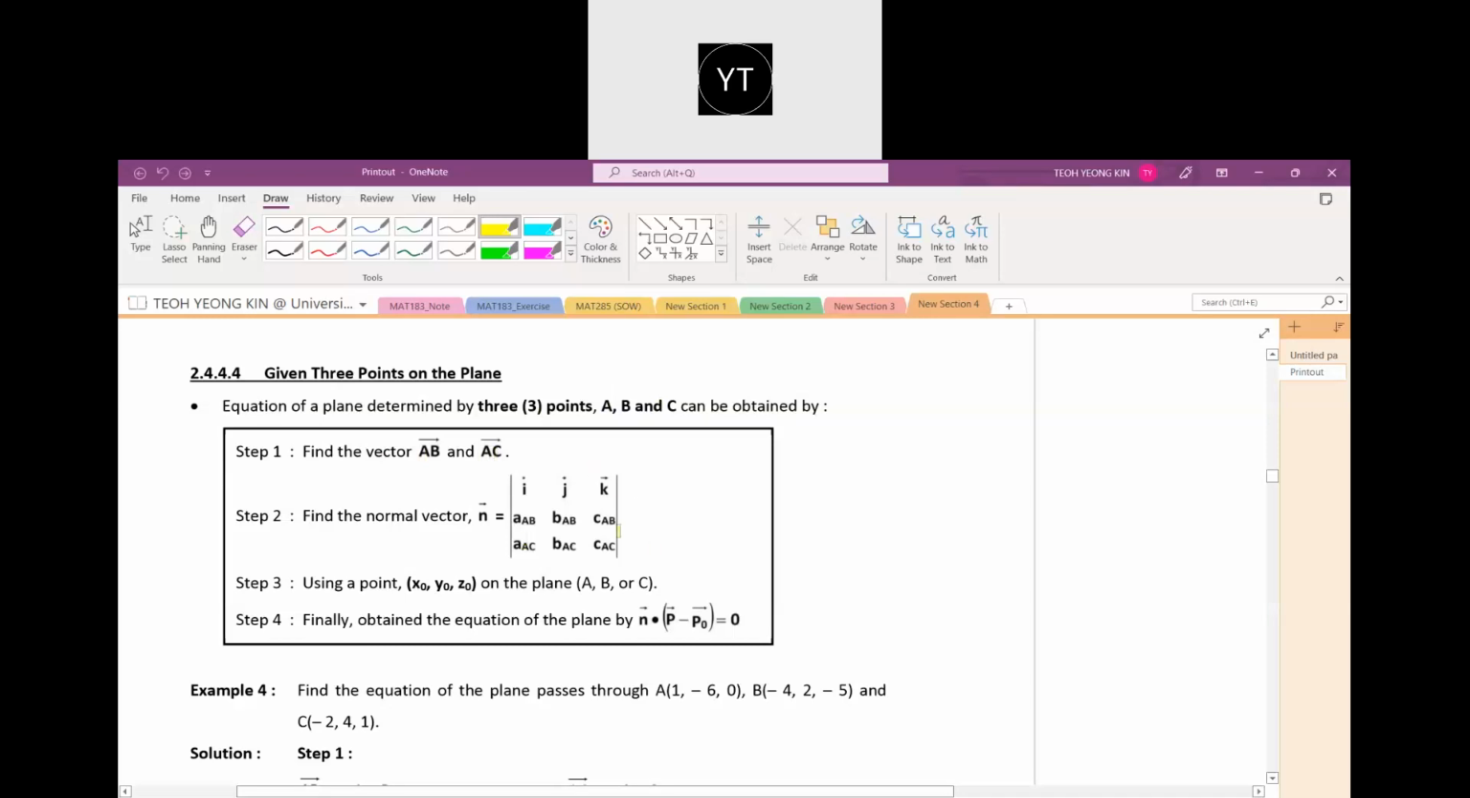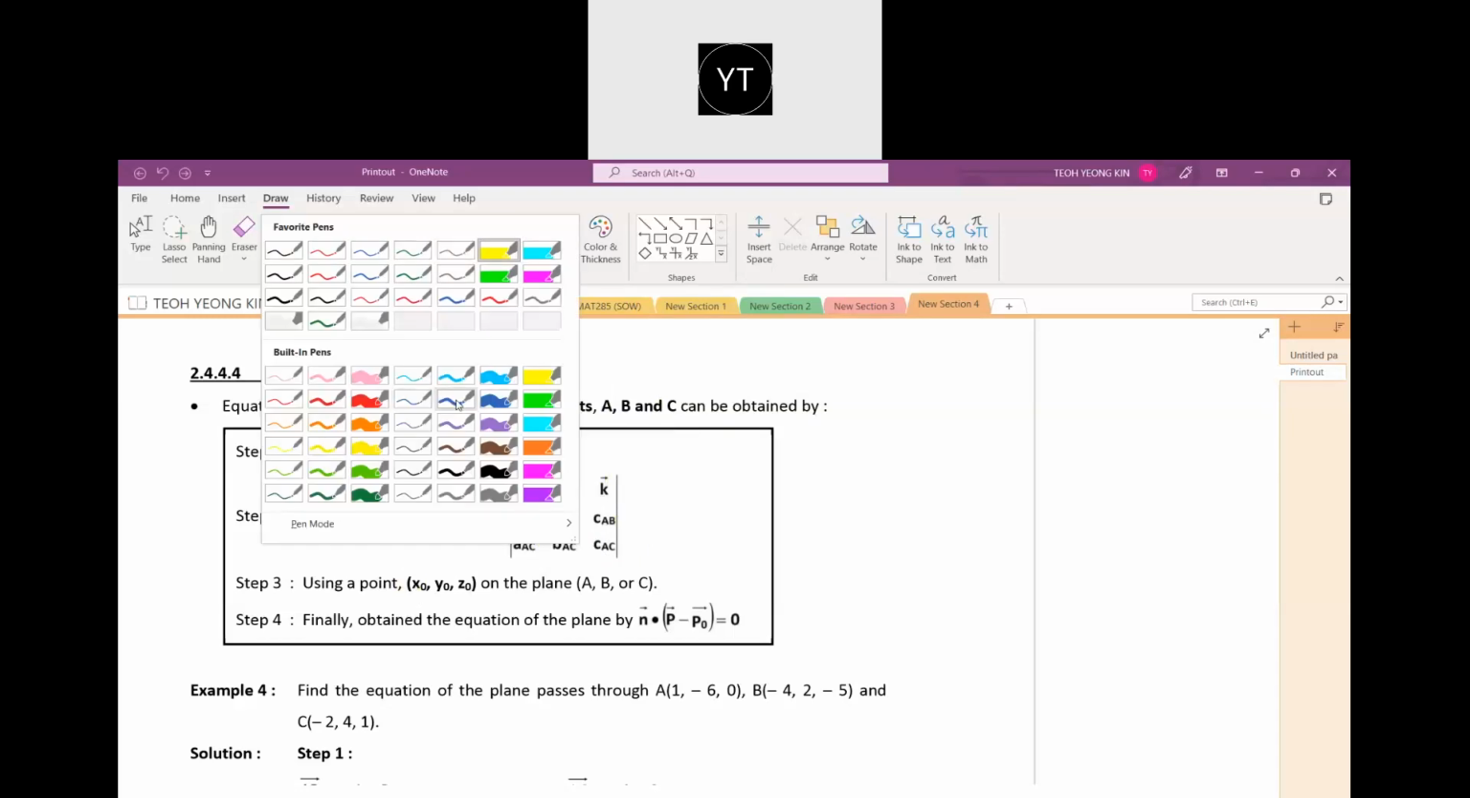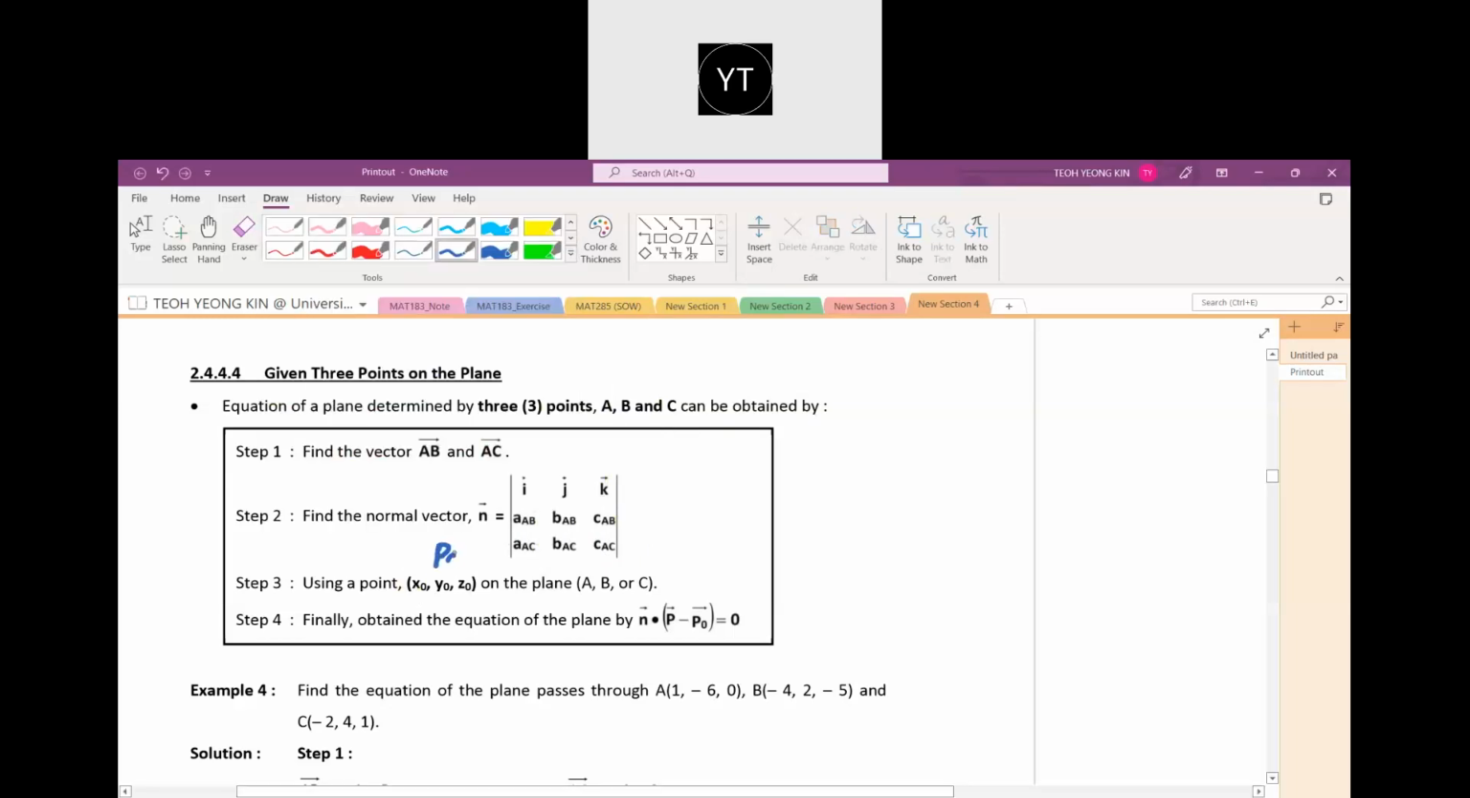Then we find the normal vector by using the cross product, and then we have the normal vector. Next is the P naught. You have 3 points to choose from, which are A, B, and C. You can choose any one of A, B, or C as our P naught, since there are 3 points on the plane. So any of these points can be our P naught.